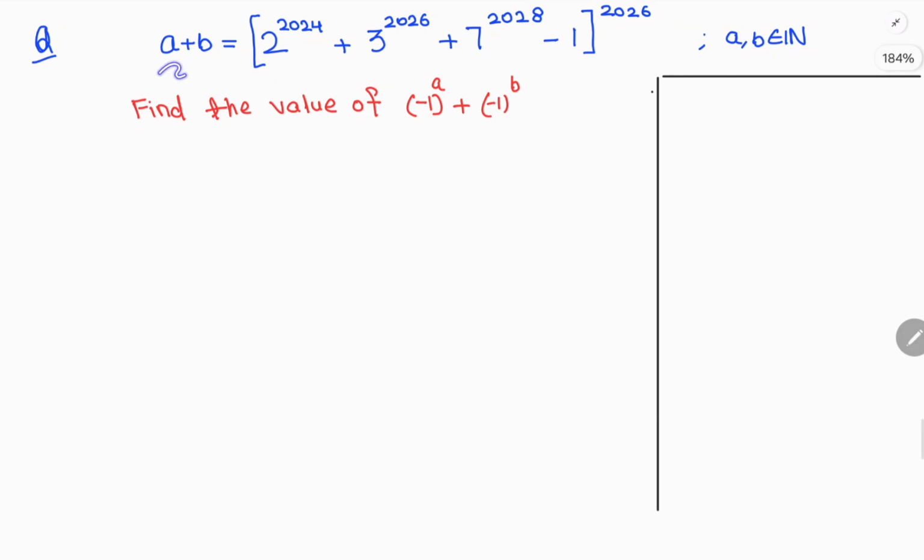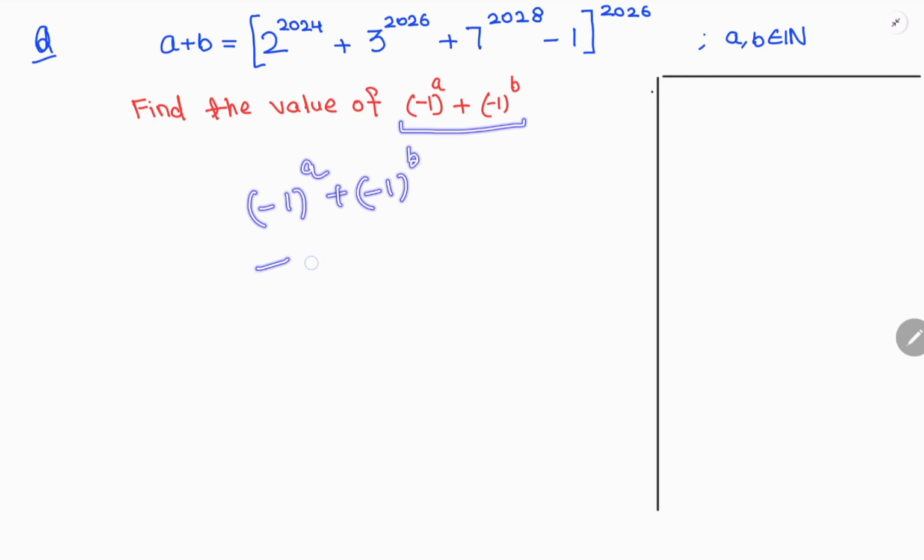So today we have a question. What do we have here? We are given that a plus b is equal to this very large number, right? And they are saying that a and b both are natural numbers and we are supposed to find the value of this: minus 1 raised to power a plus minus 1 raised to power b.